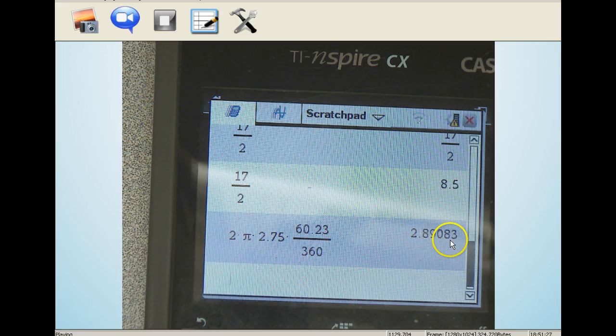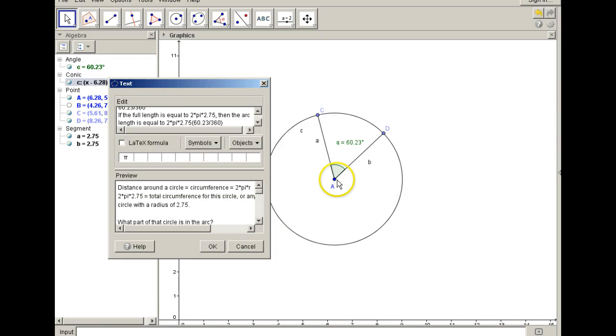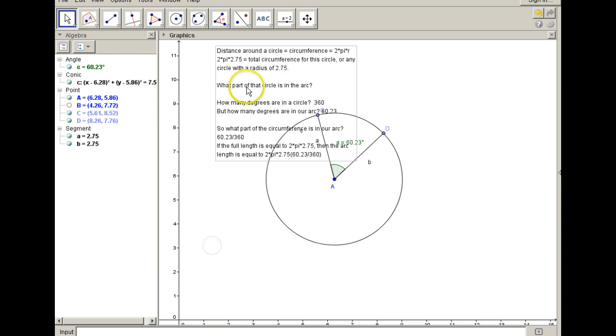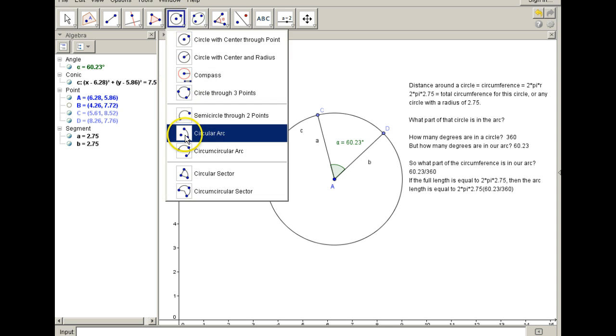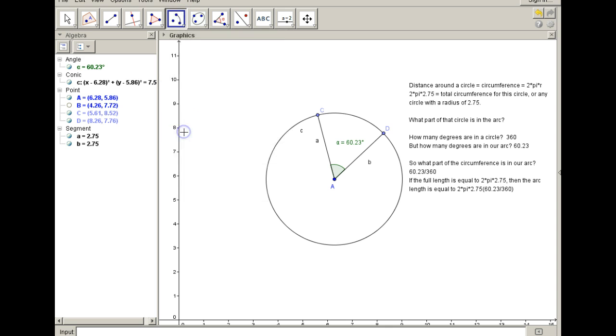My answer says 2.89083. Let's try and hit OK here. We're going to put that line of questioning aside for a minute. Let's use this circular arc tool. 1, 2, 3. Oh, I went backwards. Let me undo that. Here we go, the circular arc tool.